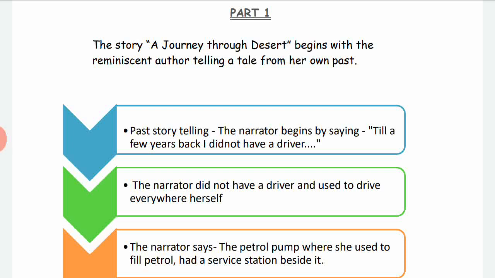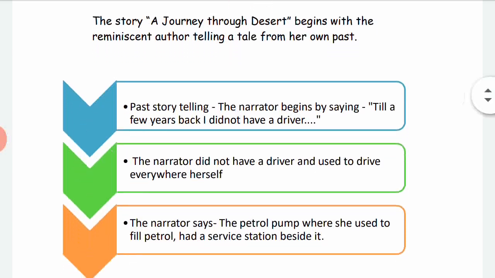We have discussed the author. I have told you what the characteristics of her are, with the name and the details that I have explained. By now I am sure you know that she is a female. The author is a female character. So the narrator did not have a driver and used to drive everywhere herself.